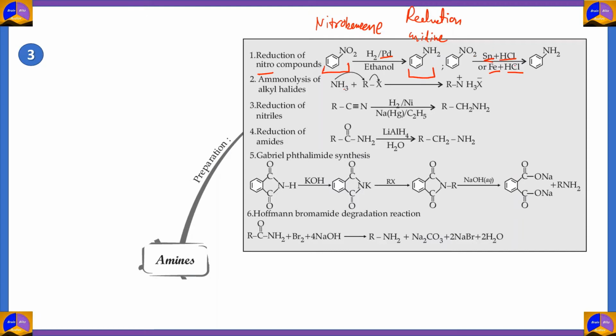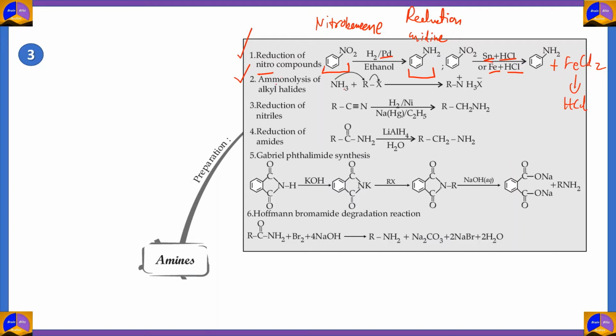Now, the beauty of this reaction is that it can be reversible. So if you use iron in the presence of HCl, the compound that is formed is aniline plus FeCl2. Now, this can be easily converted back to HCl. So you only need a small amount of HCl, which can be reused over and over again. That is the first reaction.